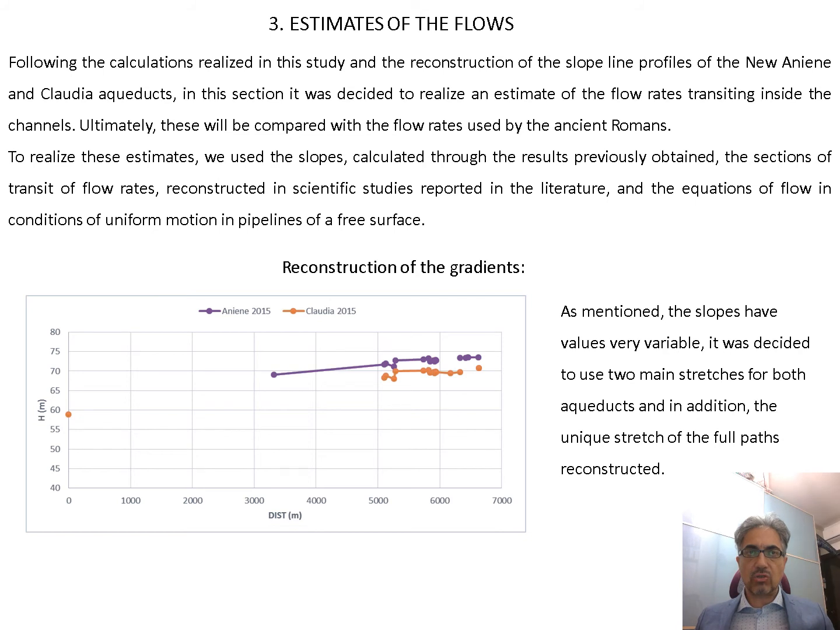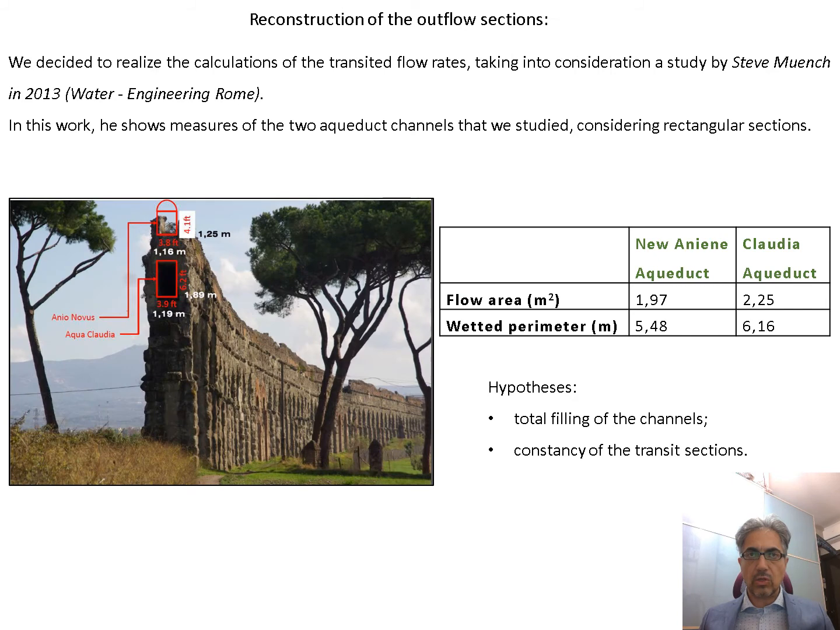As mentioned, the trend is very variable, so it was decided to consider only the slope of the longest and most undisturbed continuous section. The flow estimation models were based on an already published work by Stephen Monk of 2030, so we considered the total filling of the channels and the consistency of the transit section with the rectangular section that we see here in the figure.